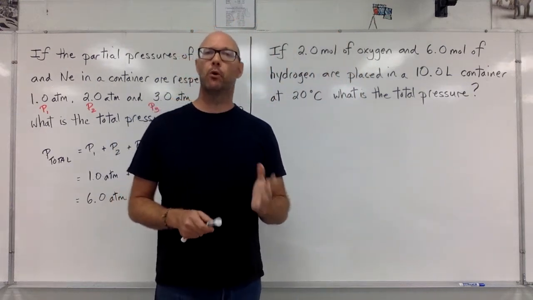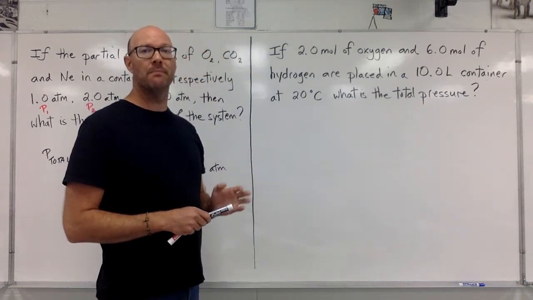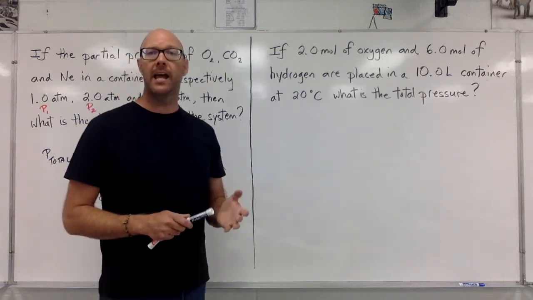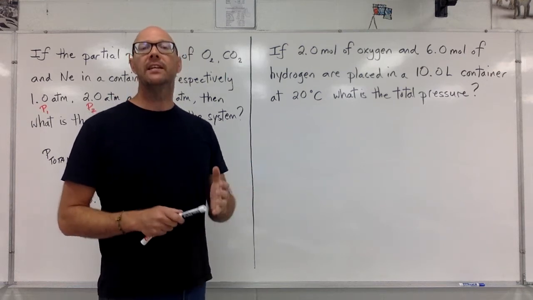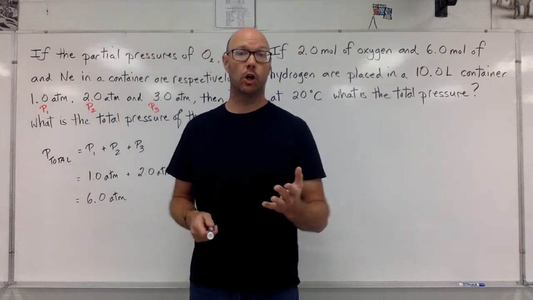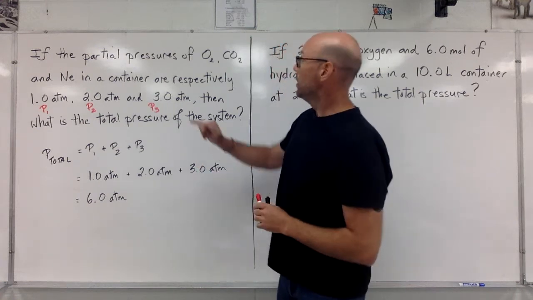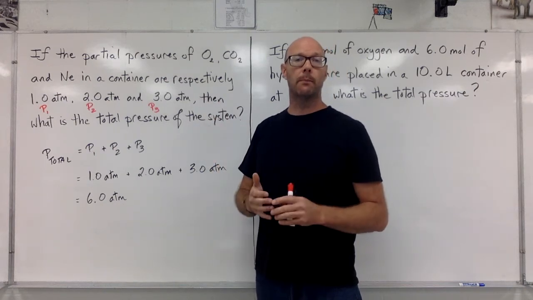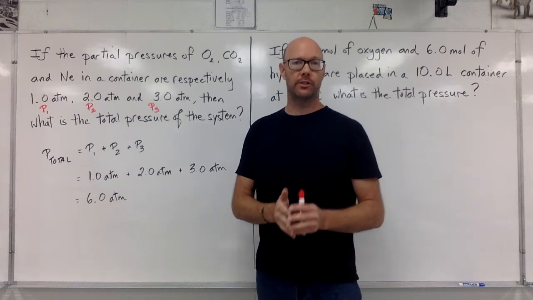Second example is a little bit more involved. If 2.0 moles of oxygen and 6.0 moles of hydrogen are placed in a 10.0 liter container at 20 degrees Celsius, what is the total pressure? Notice what these two questions have in common. They both ask, what is the total pressure? This one even has the word partial pressures in it. As soon as you see something that's talking about total pressure, it has to be some version of Dalton's law.